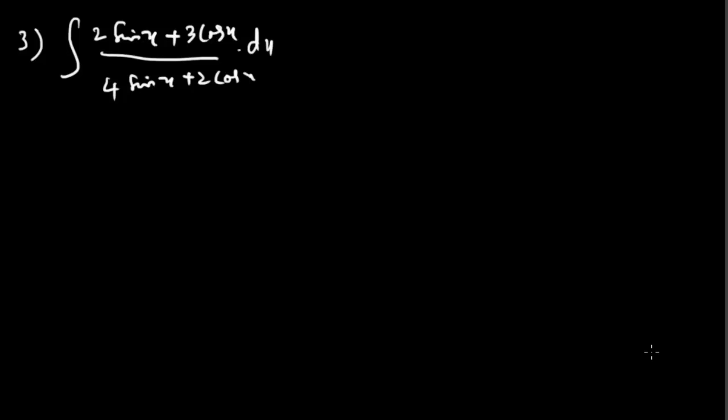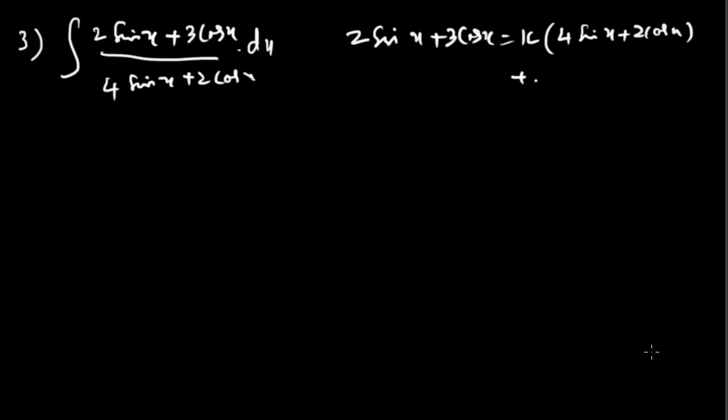So the numerator is equal to, that is what? 2 sin x plus 3 cos x is equal to k into the denominator, 4 sin x plus 2 cos x, plus l into the differentiation of the denominator, 4 cos x minus 2 sin x.